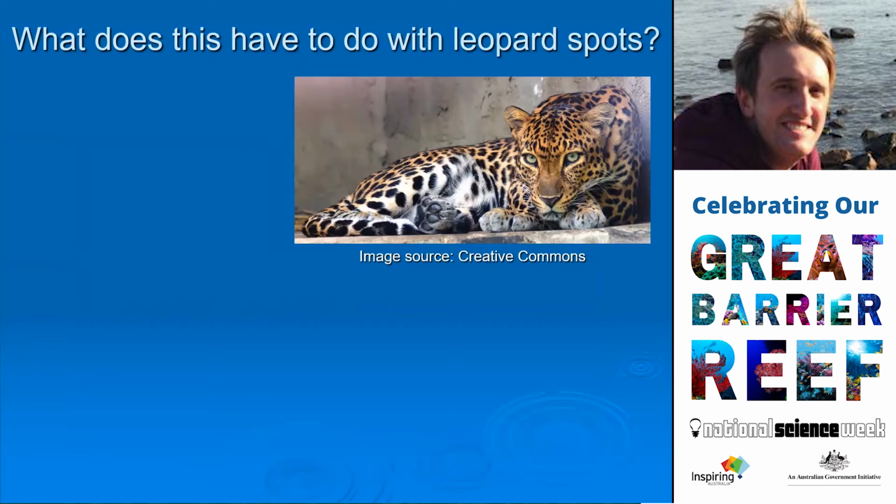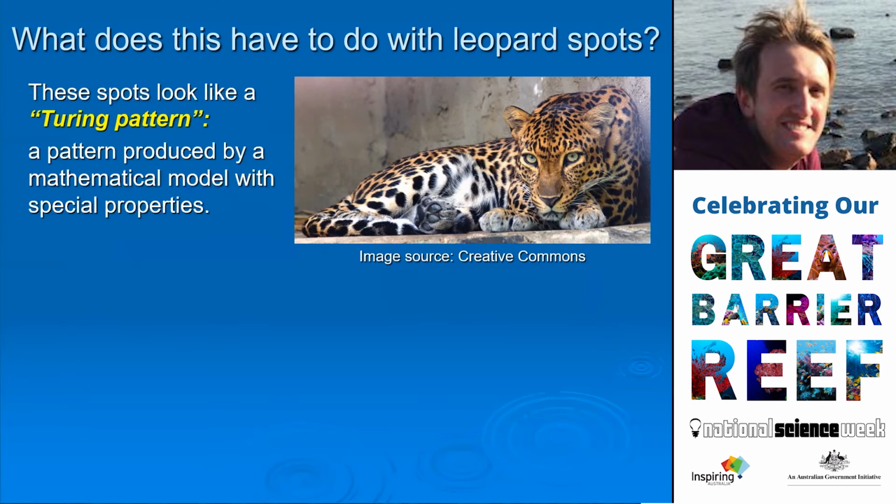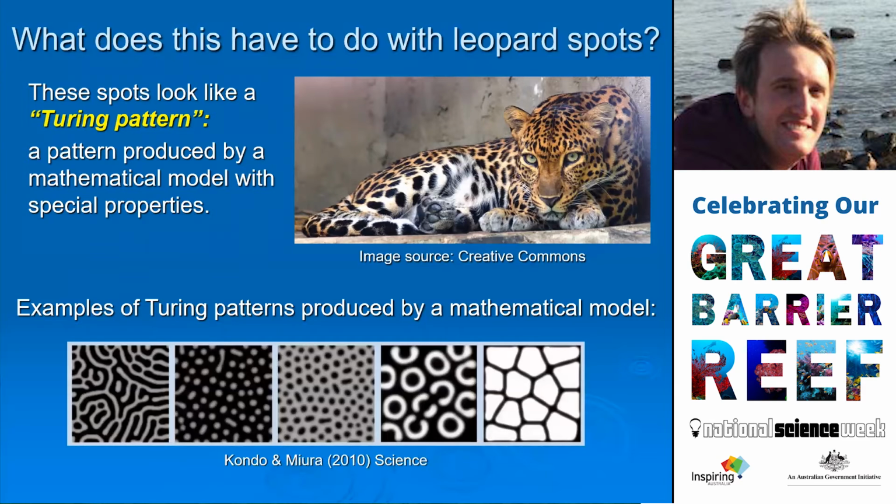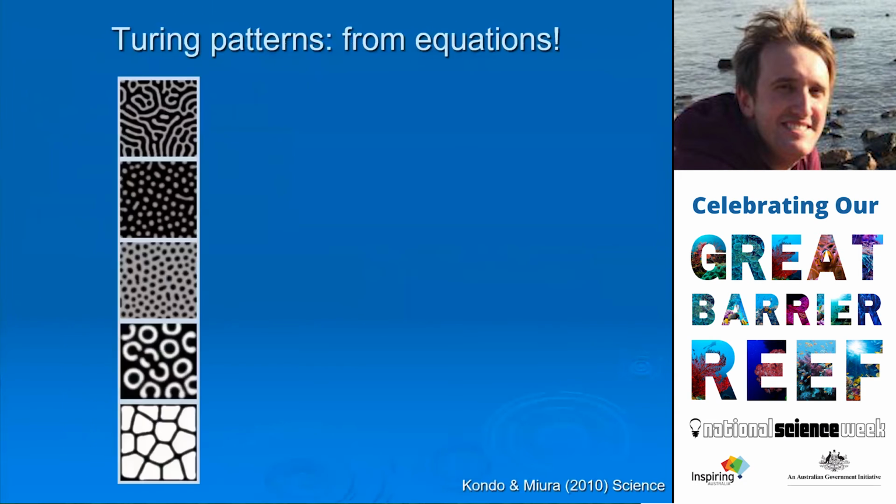So we had to think a bit out of the box here, and we wanted to compare this to how leopard spots form. Because leopard spots are an example of a mathematical pattern called a Turing pattern, which is a pattern produced by a mathematical model with very special properties. Some other examples of Turing patterns that are produced by a mathematical model are shown below. And so these patterns just emerge out of the model. And you can see here, for example, that the pattern in the middle looks a bit like the leopard spots. This pattern in the middle also looks a little bit like our craters in the ocean.